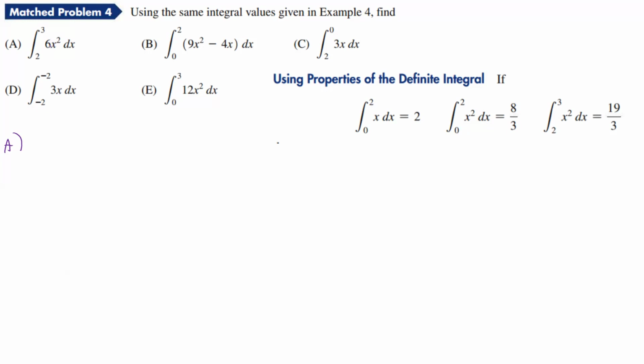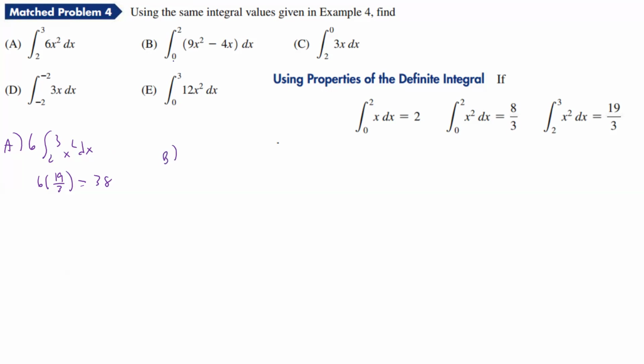Well, with properties of integrals, we can pull out that 6. And then that's from 2 to 3 of x squared dx. Well, x squared dx from 2 to 3, excuse me, 2 to 3 is 19/3. So we're going to have what? 6 times 19/3. Well, 3 goes in here too, 2 times 19. So that's going to give us what? 38.